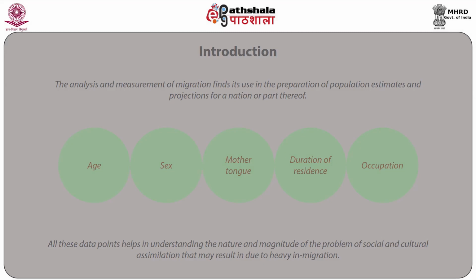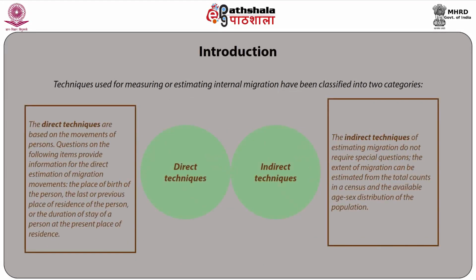or part thereof. Techniques used for measuring or estimating internal migration have been classified into two categories: direct techniques and indirect techniques. The direct techniques are based on the movements of persons. Questions on the following items provide information for the direct estimation of migration movements: the place of birth of the person, the last or previous place of residence of the person, or the duration of stay of a person at the present place of residence.